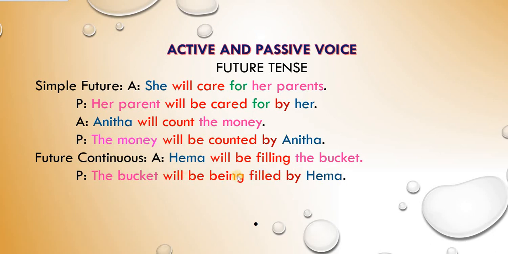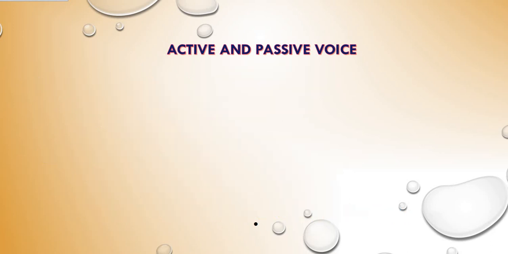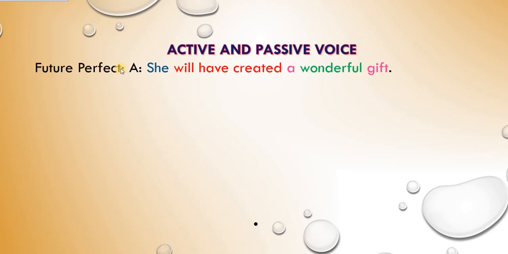So, being is maintained here to fulfill the ing formation of the continuous form of any type of tenses. The members will be cancelling the show. Passive form: The show will be being cancelled by the members. So, we will go on to future perfect.